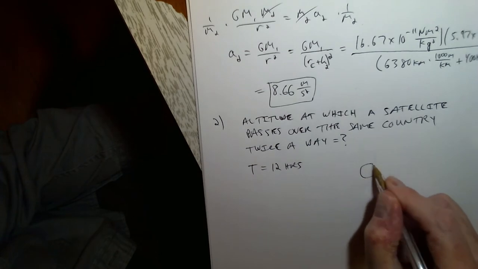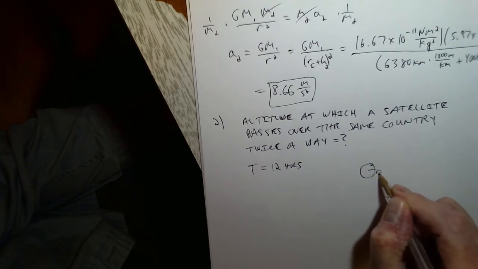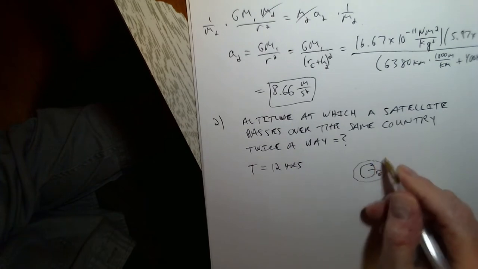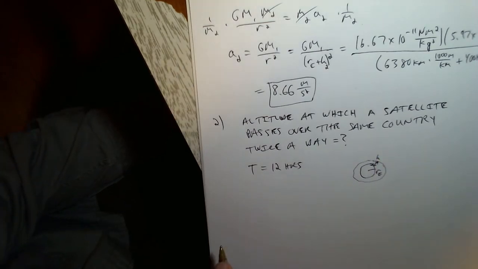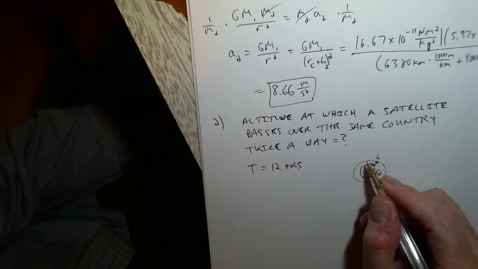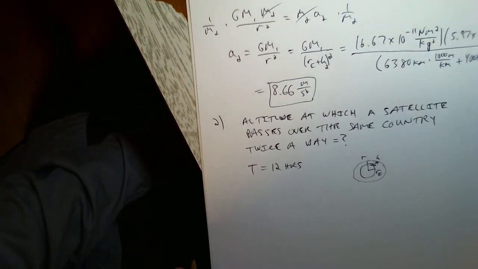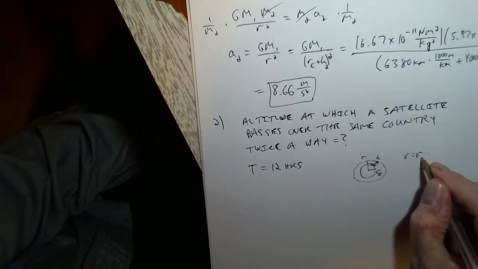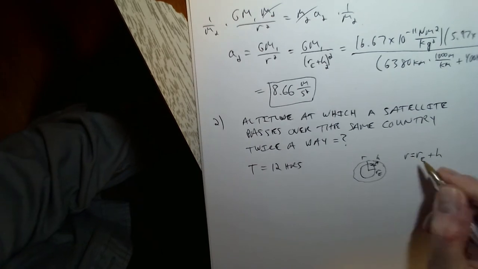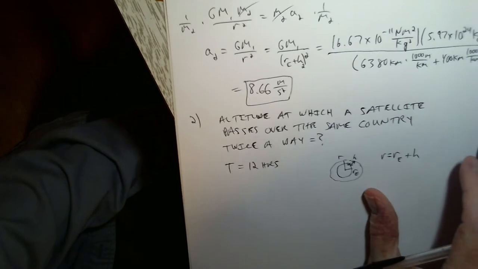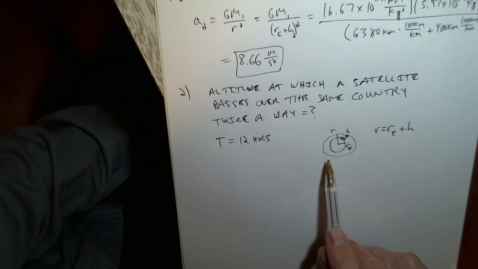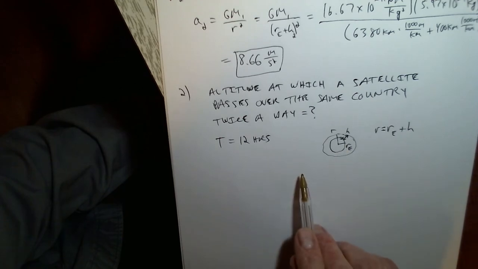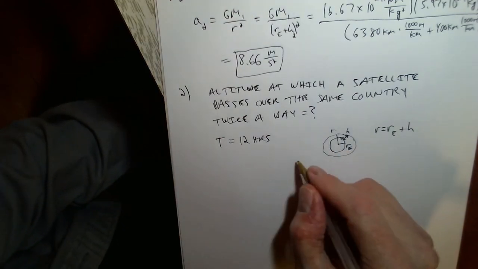So we draw the situation. Here's the radius of the Earth. Here's the orbit of the ISS. Here's the height, the altitude of the orbit. And so the radius of the orbit is r, where r is the radius of the Earth plus height. That's a point I keep making because it comes up in these problems. And we want to find the altitude, right?